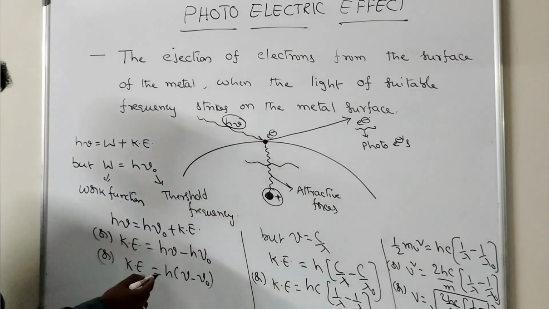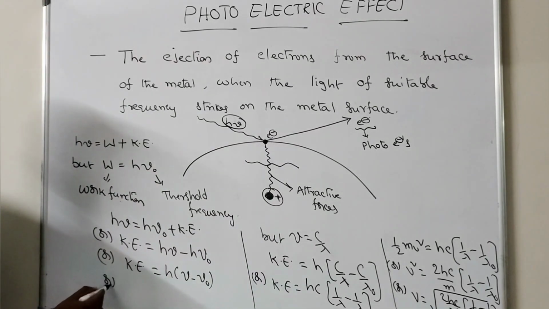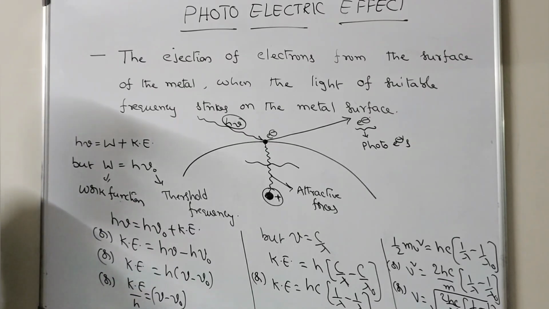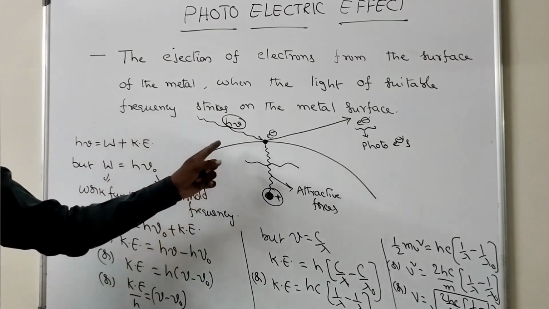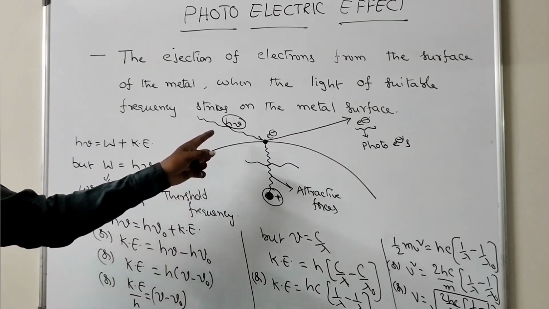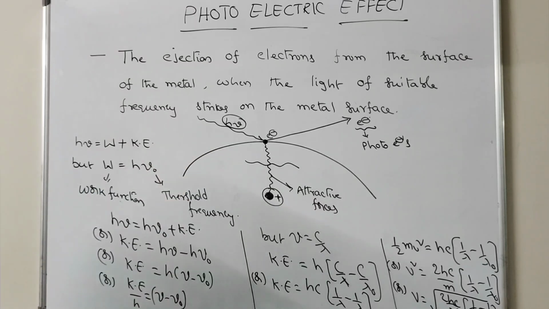From this expression, we can also write it as Ke by h is equal to nu minus nu naught. So, what is a threshold frequency? The threshold frequency is nothing but the minimum frequency required to eject the electrons is called threshold frequency.